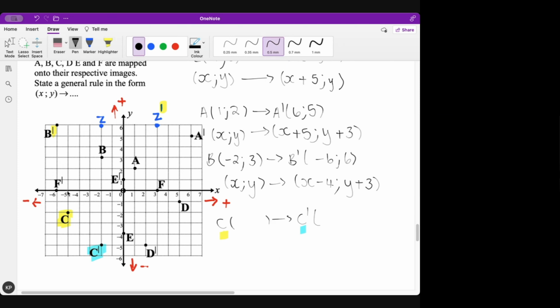Okay, let's look at C. Negative 5 with negative 2. And then C prime, the other way around: negative 2 with negative 5. Okay, let's move these. I'm already writing plus. X, okay, how did X move? Positive or negative, and how much?